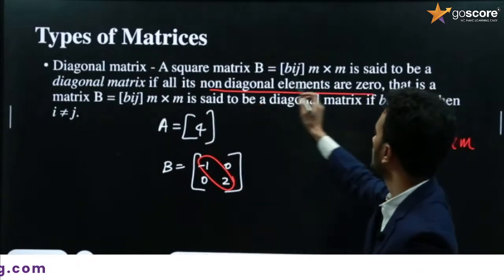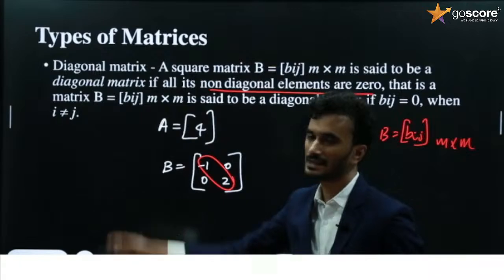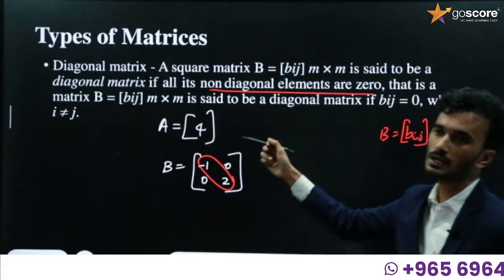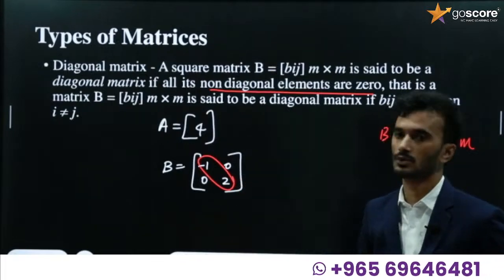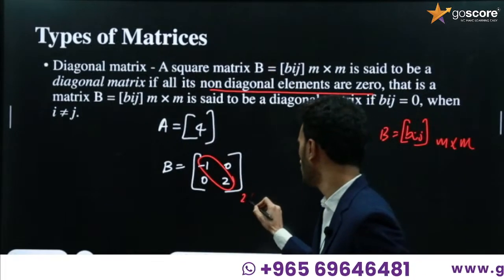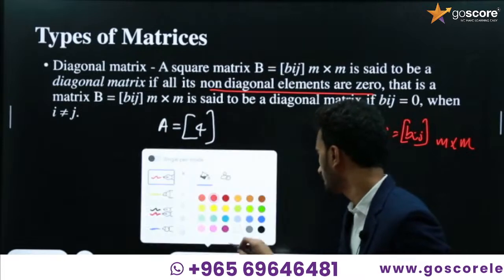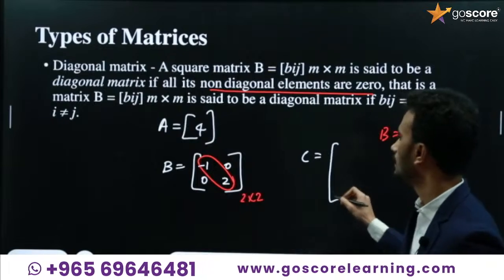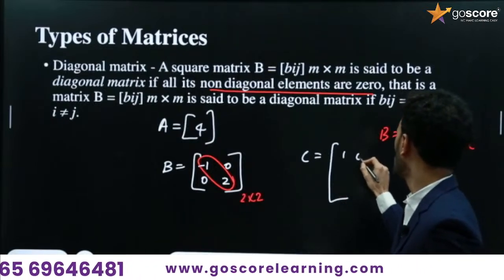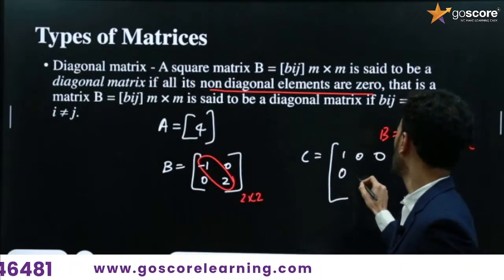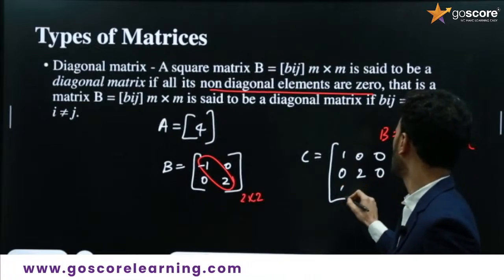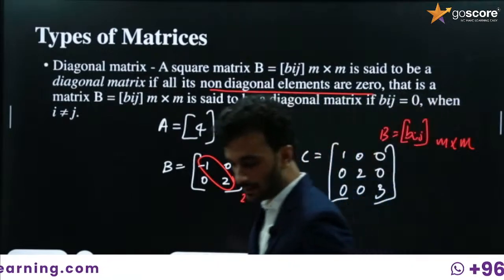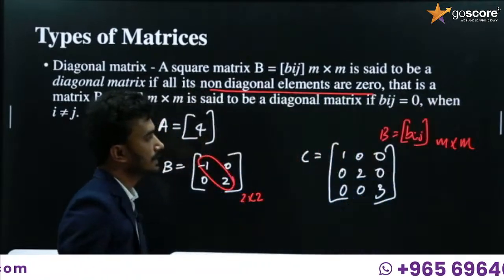So you can see a diagonal matrix is a type of square matrix where the non-diagonal elements are 0. Another example. This one is a 2 by 2 matrix. I will explain a 3 by 3 matrix. C equals 1, 0, 0, then 0, 2, 0, then 0, 0, 3. So this is a 3 by 3 matrix.